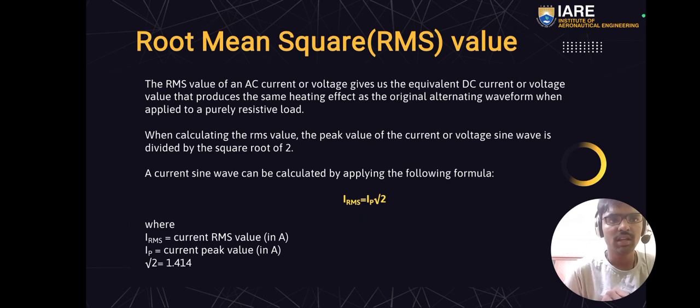By doing that, a current sine wave can be calculated by applying the below formula: I root mean square equals the peak value of current divided by square root of 2. Here I RMS equals the current RMS value, IP equals the peak current value, and root 2 equals 1.414. So this gives us the root mean square value. This can be used in many applications when solving an AC problem or calculating the root mean square of a whole circuit. These formulas can be used as an application.